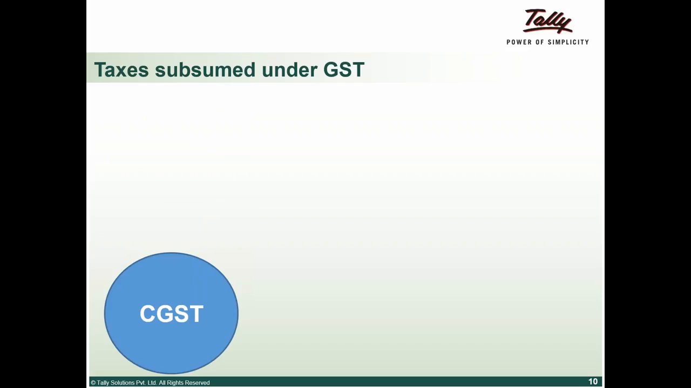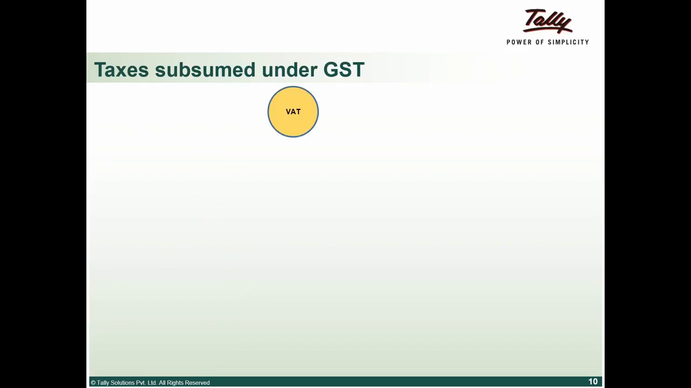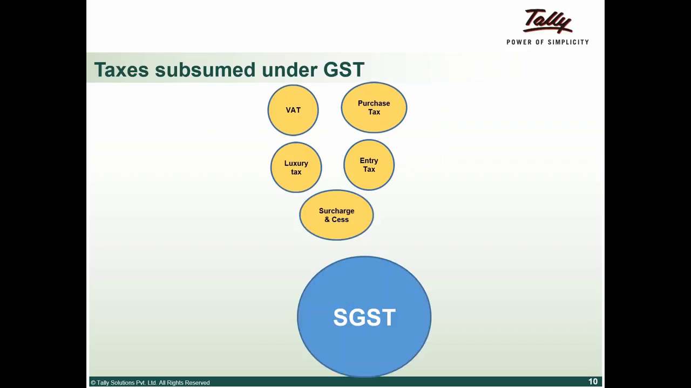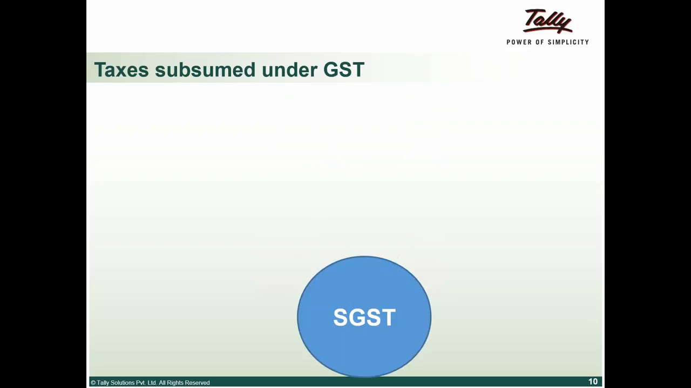Now let's come back to the state levies under the current regime. One is the major tax, VAT, then we have purchase tax, then entry tax, not for all goods, only some of the goods. Then we have luxury tax, then octroi, surcharge, cess. These state taxes will now get subsumed under SGST, which stands for State Goods and Services Tax.